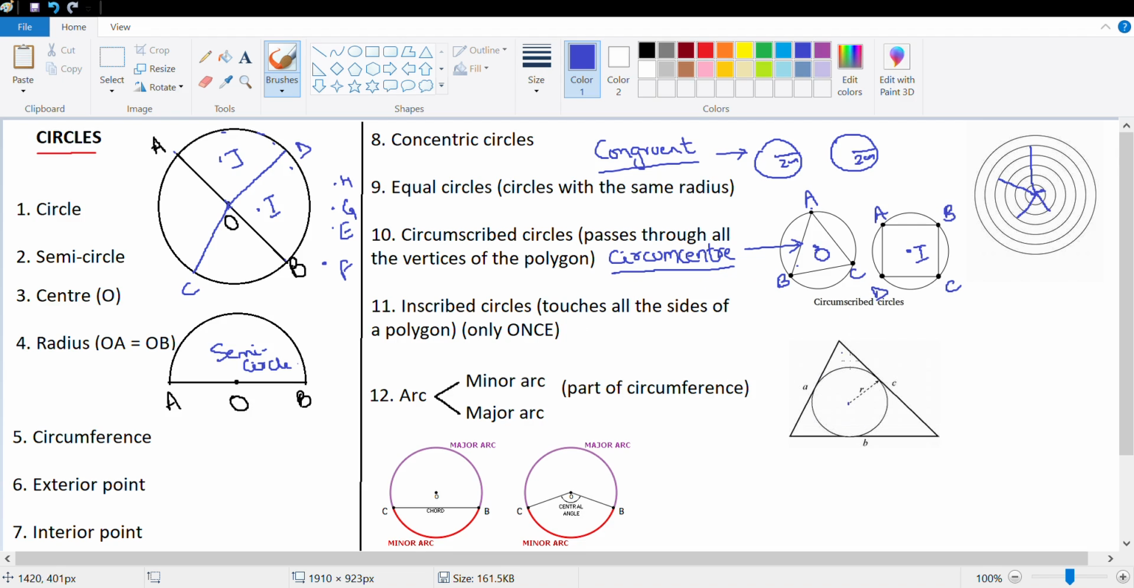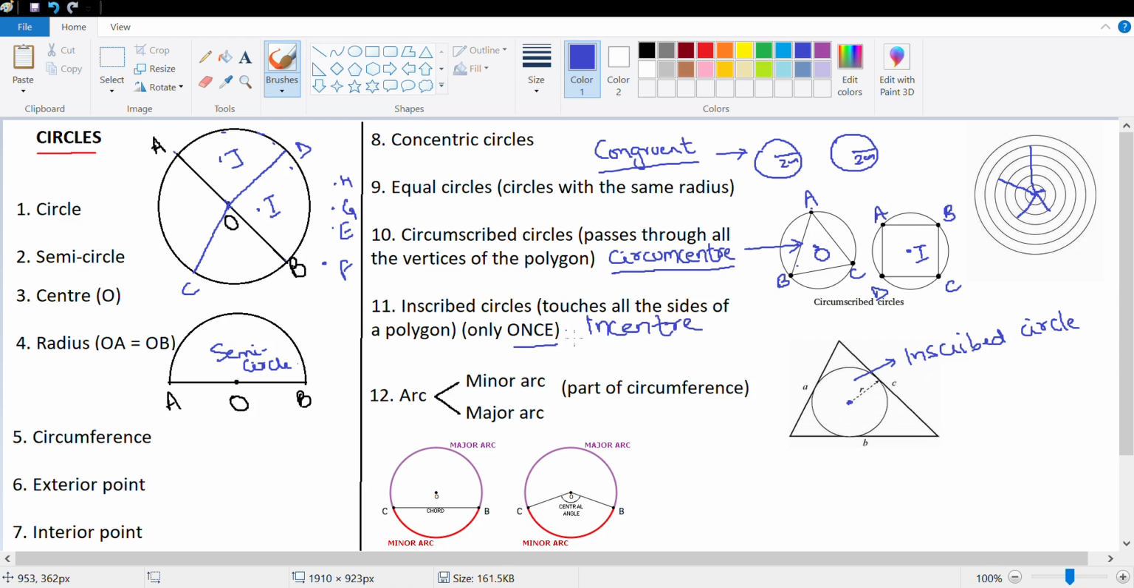Perfect. An inscribed circle touches all the sides of a polygon, which means in this case this circle that we have touches all three sides of this triangle. So this is an inscribed circle. So this is inside a polygon. This is an inscribed circle, and the center of this circle is known as the incenter.